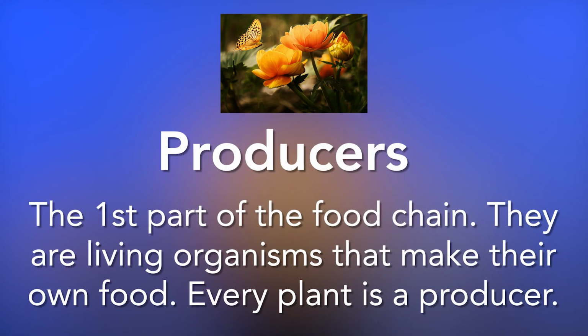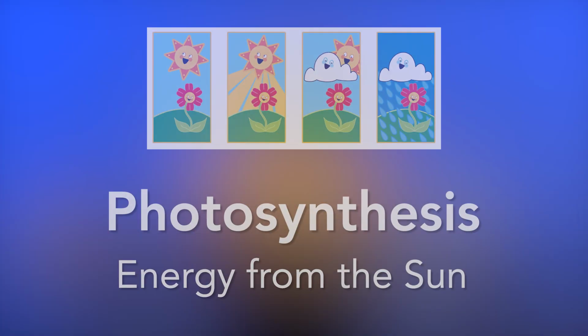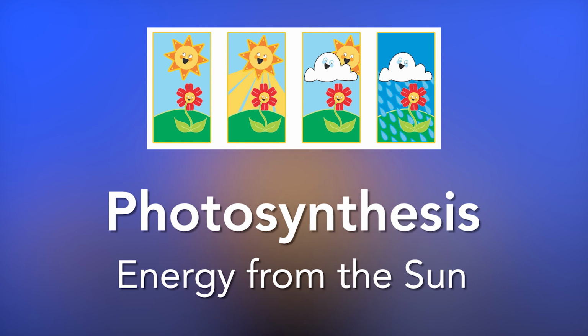Producers are the first part of the food chain. They are living organisms that make their own food. Every plant is a producer. I bet you're wondering how a plant can make its own food. Great question. Take some time to discuss with your class how you think plants make their own food. Plants use energy from the sun, called photosynthesis, to make their own food.